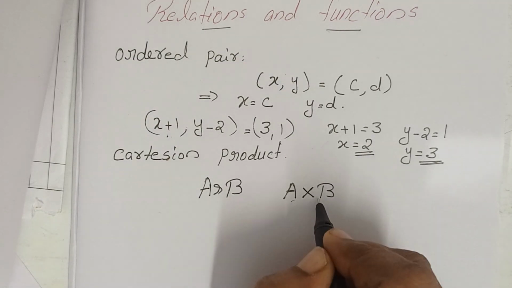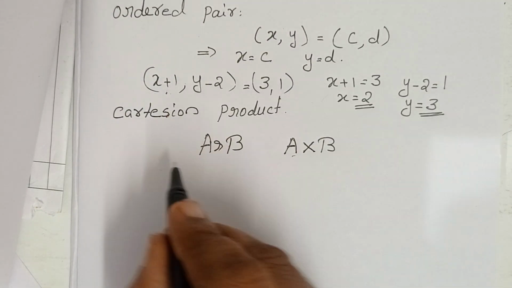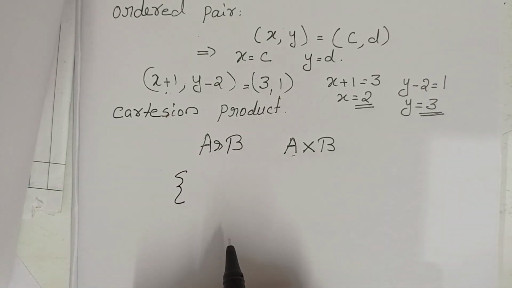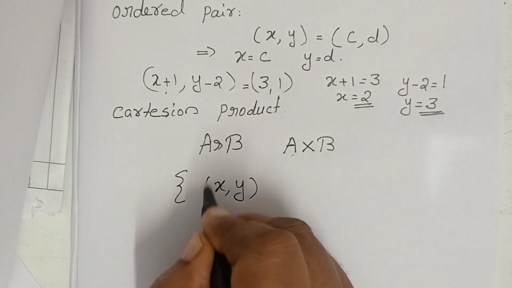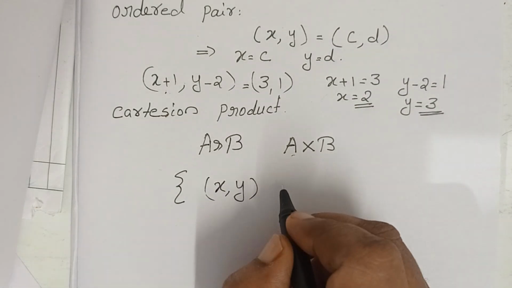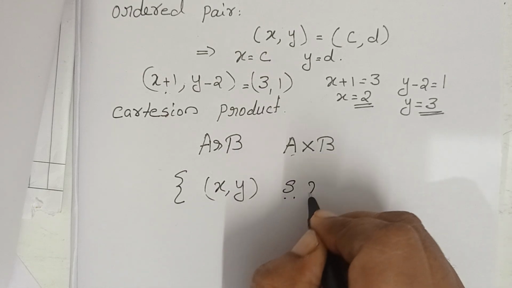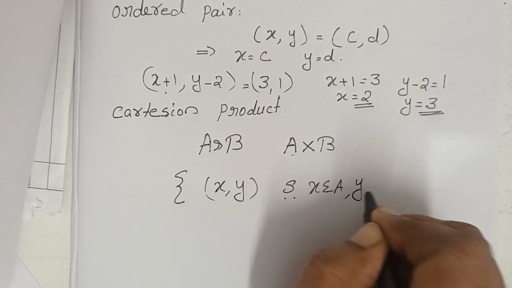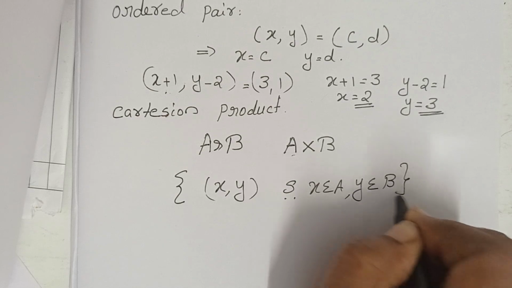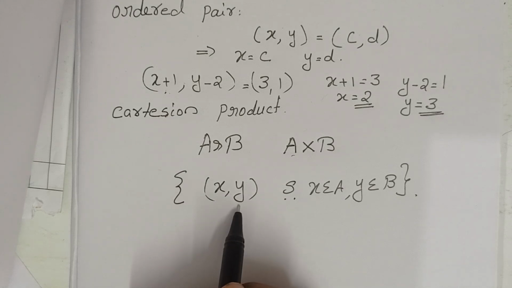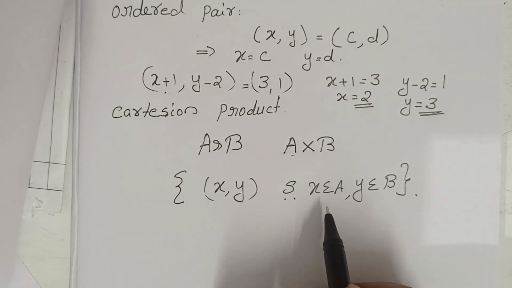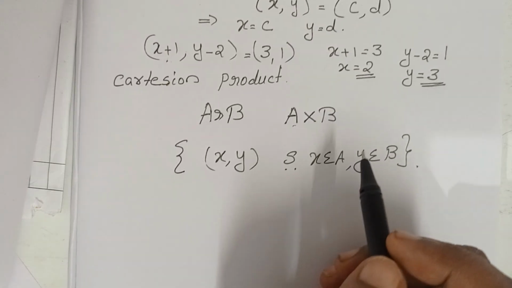A cross B is the set of all ordered pairs (x, y) such that x in A and y in B. Cartesian product A cross B means the set of all ordered pairs (x, y) such that x in A, y in B. I will give one example.